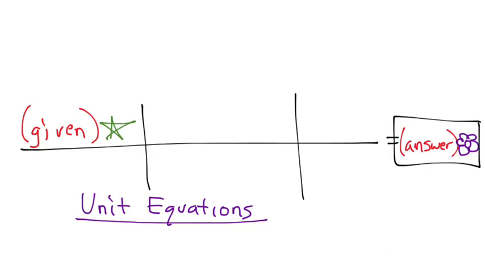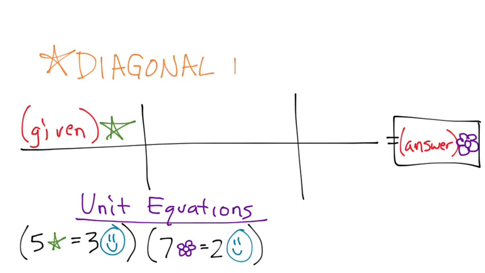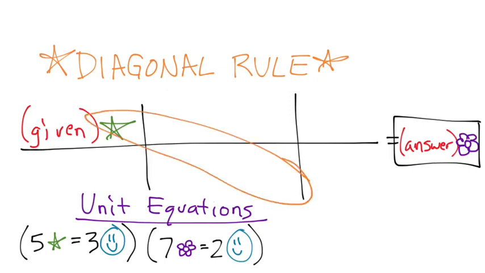And the two unit equations I'm going to tell you about is that 5 green stars equals 3 smiley faces, and 7 purple flowers equals 2 smiley faces. Now, the way we're going to set up and work dimensional analysis, and the way that I know how to change and rearrange these unit equations into conversion factors, is by looking at what's called the diagonal rule. And the diagonal rule tells us that whatever units we have on top, usually given in that first bracket, that first kind of starting point, needs to be the same units on the bottom. So we get these diagonals matching so that we can move forward.